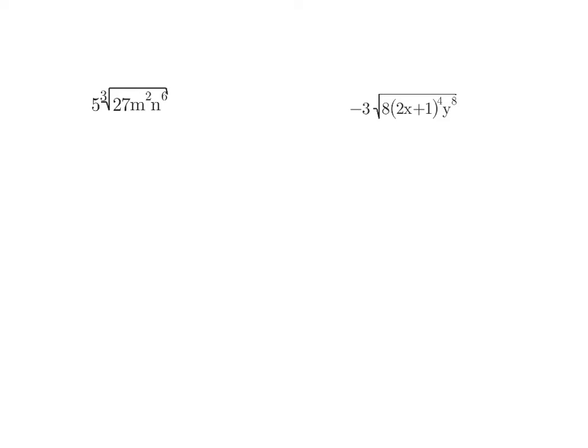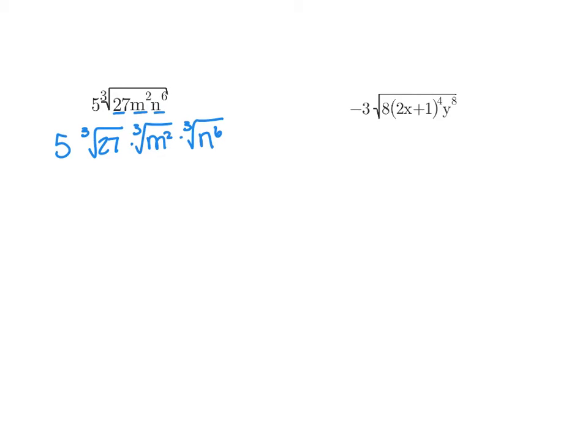Okay, our next example, here we notice that we have a 5 outside of the radical. So this is 5 times the cube root of 27, m squared, n to the 6th. So we don't have to do anything with that 5. Whatever comes out of the radical, it'll be multiplied by the 5, since it's all in terms of multiplication. So I'm going to do 5, and I'm going to do the cube root of each of these. 5 times the cube root of 27, the cube root of m squared, and the cube root of n to the 6th.